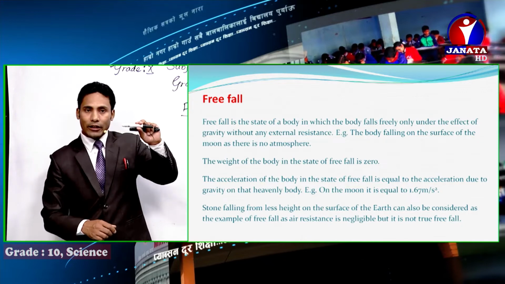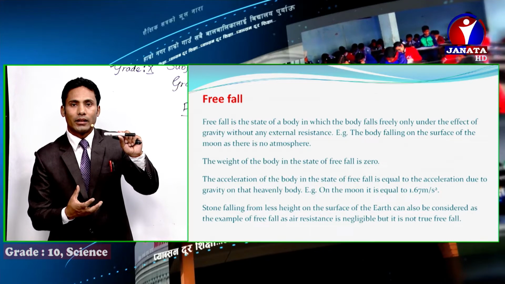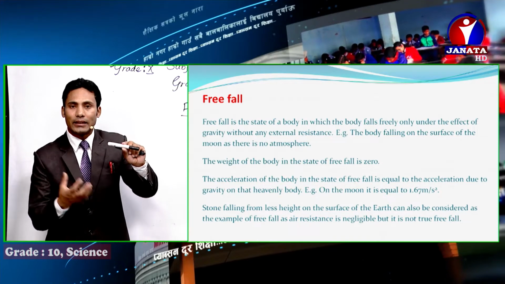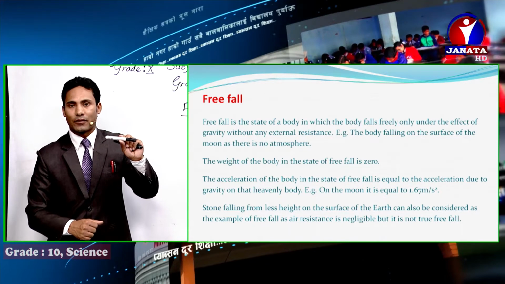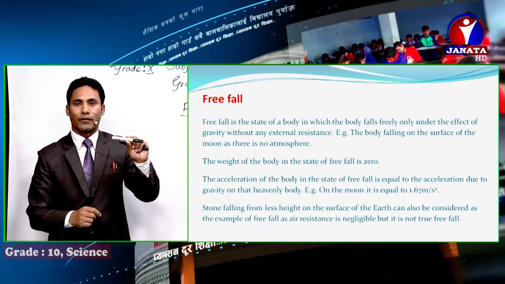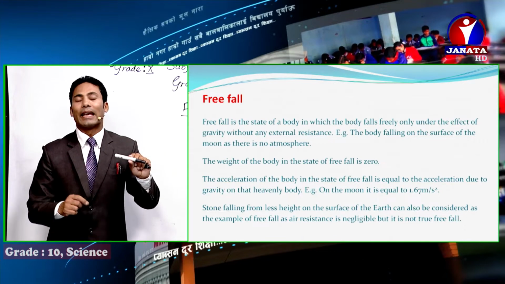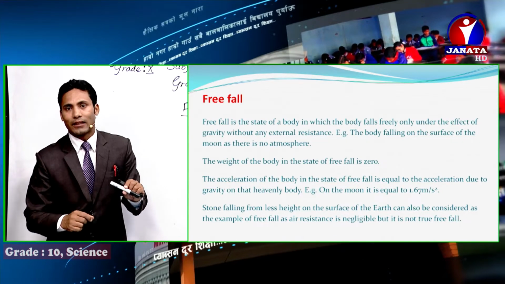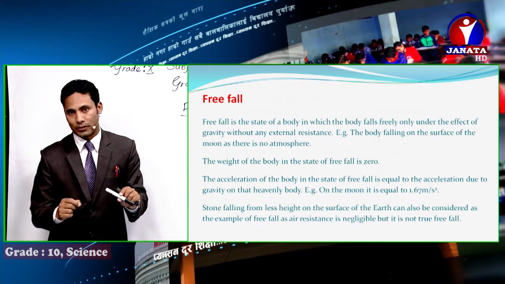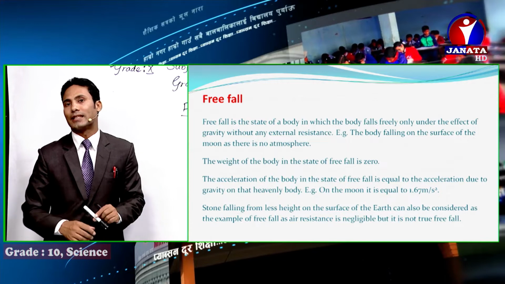Now, whenever we let an object fall on the surface of the Earth, air resistance is present. That's why that is not a true free fall, because of the presence of air resistance. That's why on the Earth, generally, true free fall is not possible. It seems like free fall, but exact or true free fall is not possible.